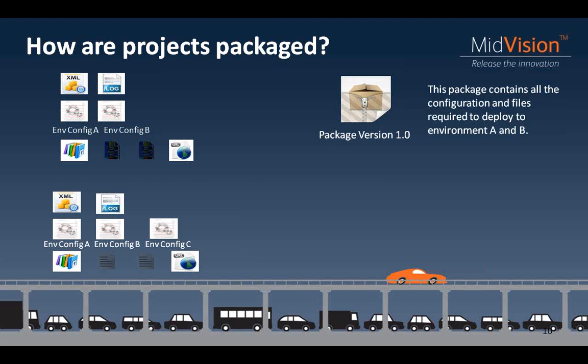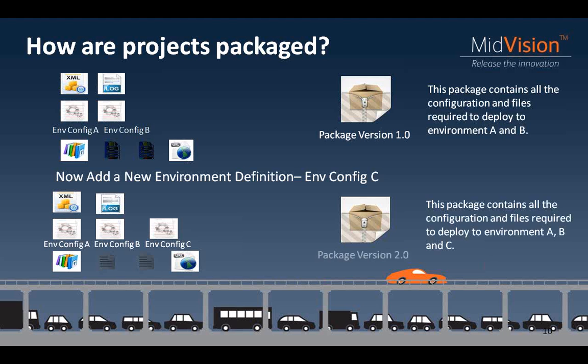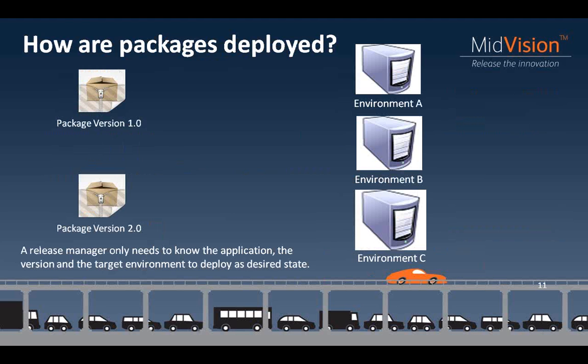And we could call that version 1. That's the first package we create. Now, let's say we add some new environment definitions for environment configuration C. And we'll see this during the demo. We are going to create a new environment. So now we've got environment configuration A, B, and C. We're going to package that up into a zip file, version 2, and now we have a zip file which can be deployed to environments A, B, and C.